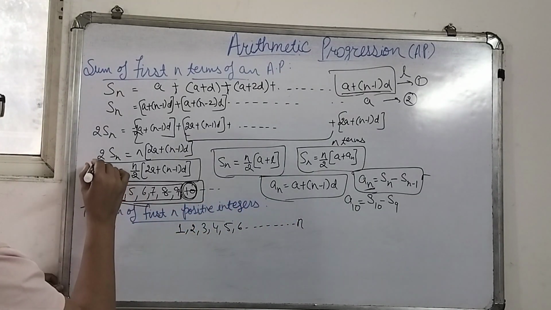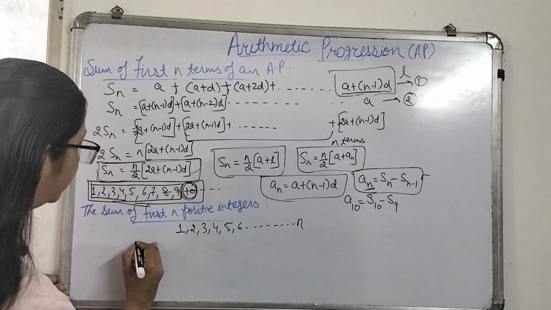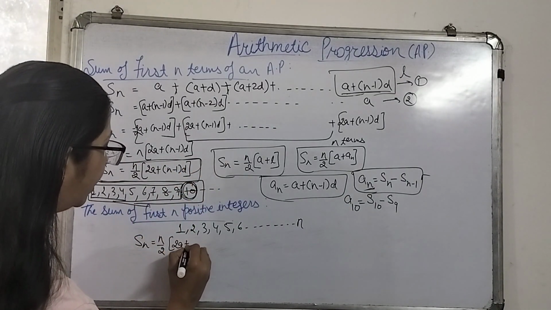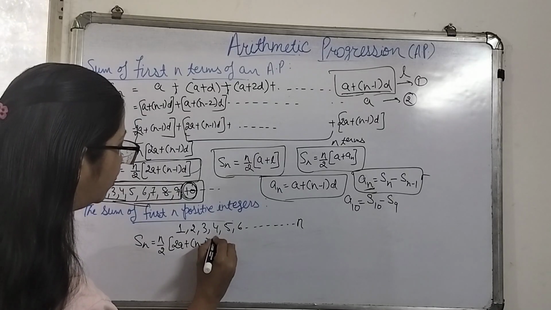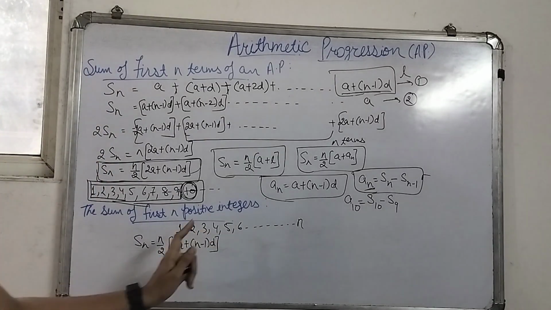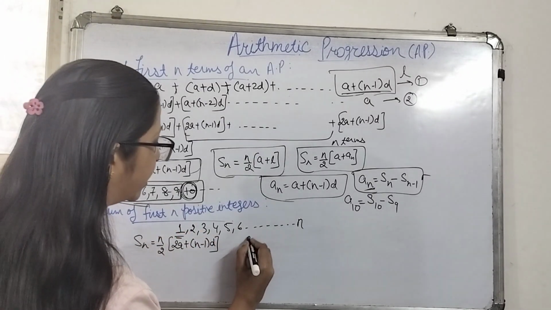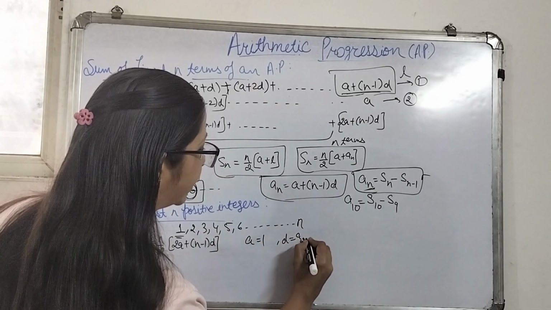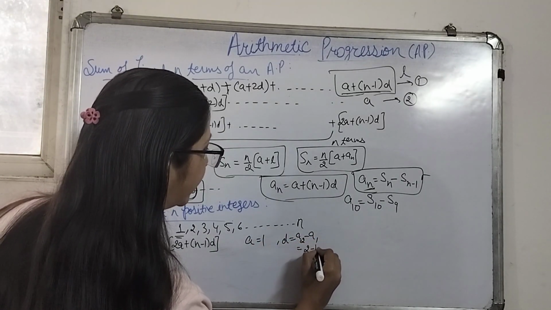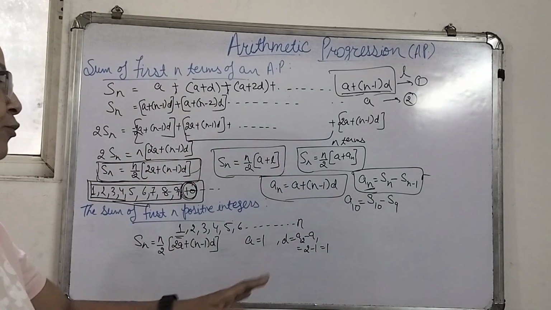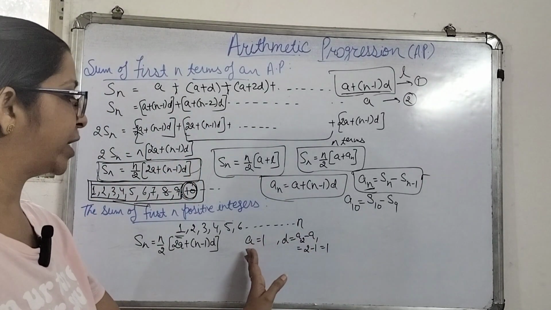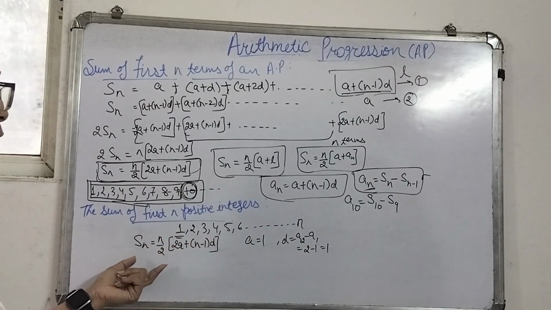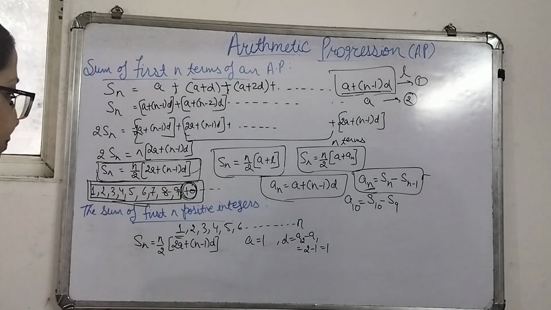So we will be using this formula. Sn is equivalent to n by 2 into 2a plus n minus 1 into d. Here we can see that the first term is 1 only, and common difference is a2 minus a1, that is 2 minus 1, 1 only. So the value of d is also 1 and the value of a is also 1, and the value of n is n only because we have to find the sum of first n terms only.